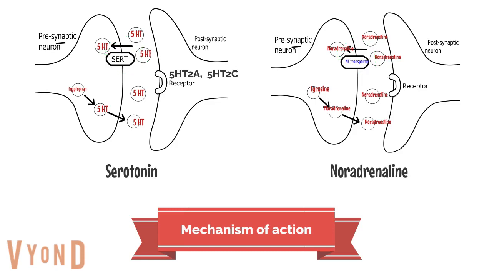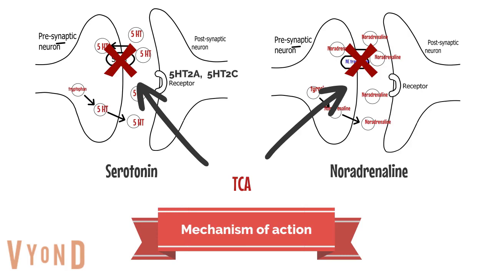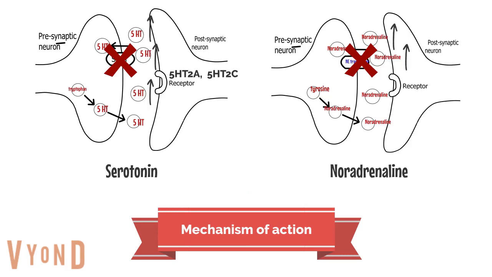TCA exerts its antidepressant action by inhibiting the reuptake of serotonin and noradrenaline at presynaptic neurons, which will increase serotonin and noradrenaline at the synaptic cleft. TCA also blocks 5-HT2A and 5-HT2C receptors at postsynaptic membranes.